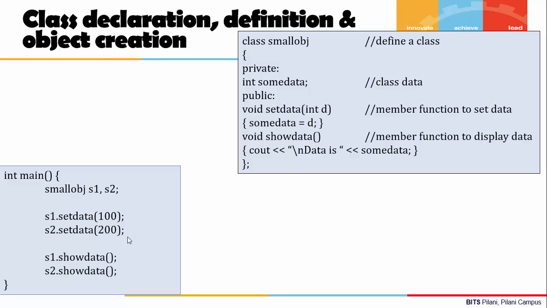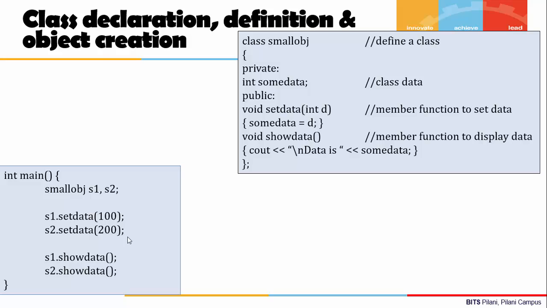Now, the class which we have defined is used in this program's int main. The member functions in the SmallObj class perform the operations of setting and retrieving the data stored in the class. In setData, we set the value. In showData, we retrieve the value. The setData function accepts a value as a parameter and sets the someData variable to this value. The showData function displays the value.